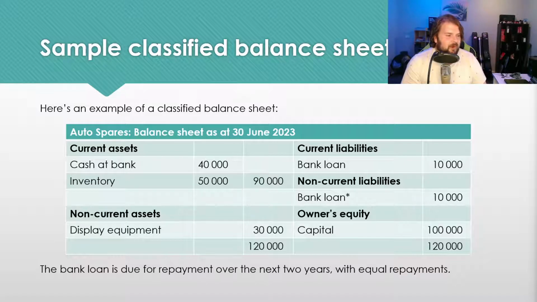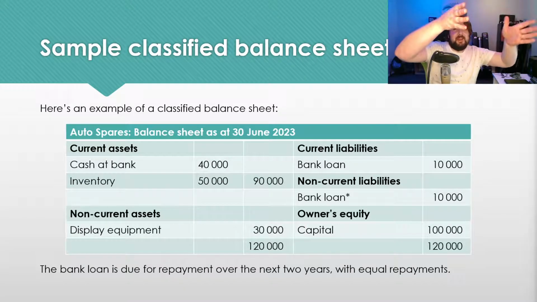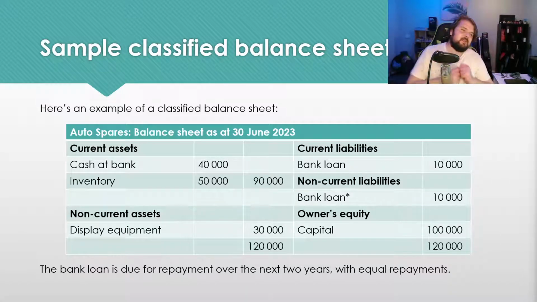And then we have our bank loan. You can see our bank loan is actually split into two portions. And there's a note there saying bank loan is due for repayment over the next 2 years with equal repayments. So if it's a $20,000 loan, you're going to have $10,000 in 1 year, $10,000 in the next, which means that $10,000 of it is current and the other $10,000 is non-current.